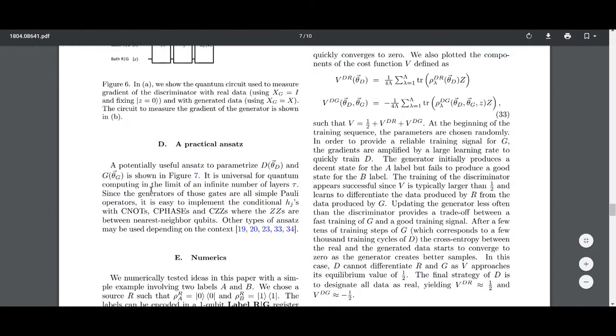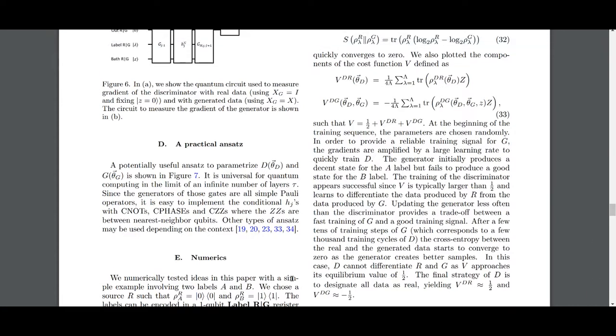So here it says that with this way of parameterizing, since the generators of those gates are all simple Pauli operators, it is easy to implement the conditional. Okay, let's try to figure this out. The conditional H's with C-nots, C-phases, and CZZs, where the ZZs are between nearest neighbor qubits. So other types of ansatz may be used depending on the context. This is a list of other possible ways to implement those models.